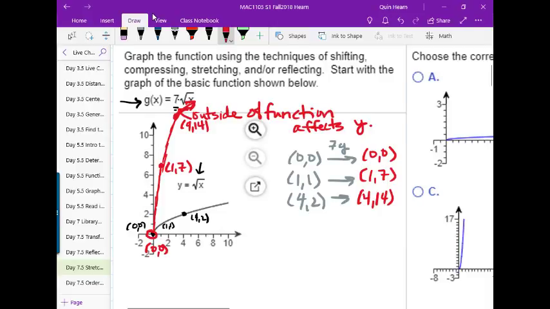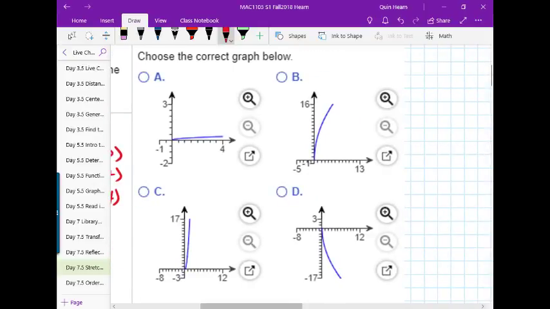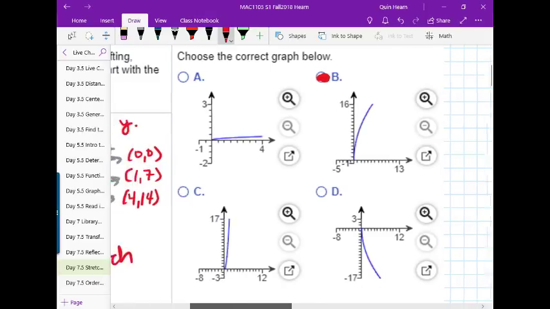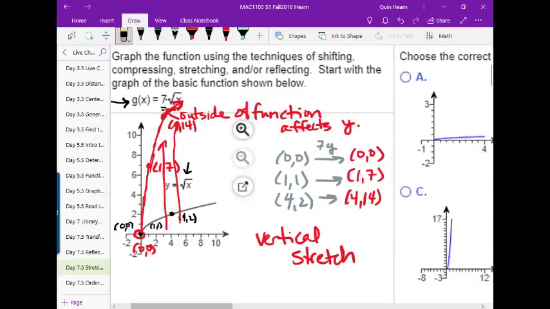Okay, so once you've graphed it, see how it's stretched away from the x-axis? Stretching upwards away from the x-axis. It's a vertical stretch. All right, so we would select our answer over here and it would be B. Okay, but graph it on paper first before you look at the multiple choice options. All right, let me erase this.